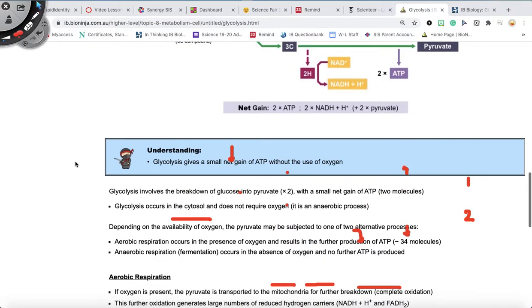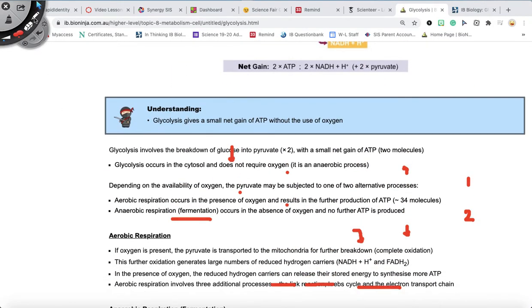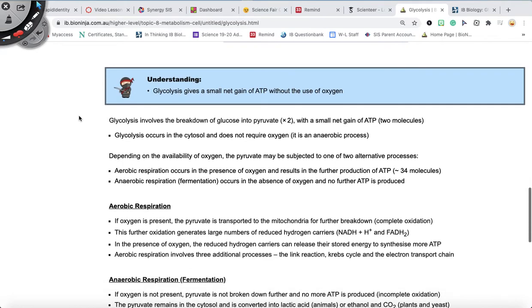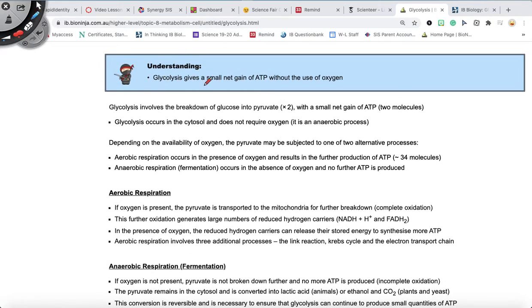So moving further down, what happens next? So now that we end up with a small net gain of ATP without the use of oxygen, what's going to happen next? So this glycolysis, remember it happens in the cytosol and it does not require oxygen. But depending on the availability of oxygen thereafter, pyruvate may be subject to one of the 2 alternative processes. So pyruvate has a choice now, right?